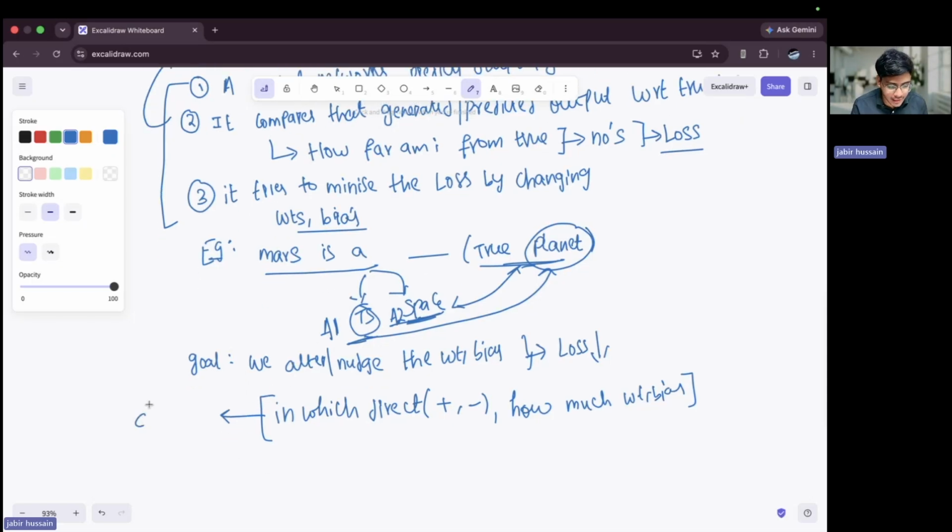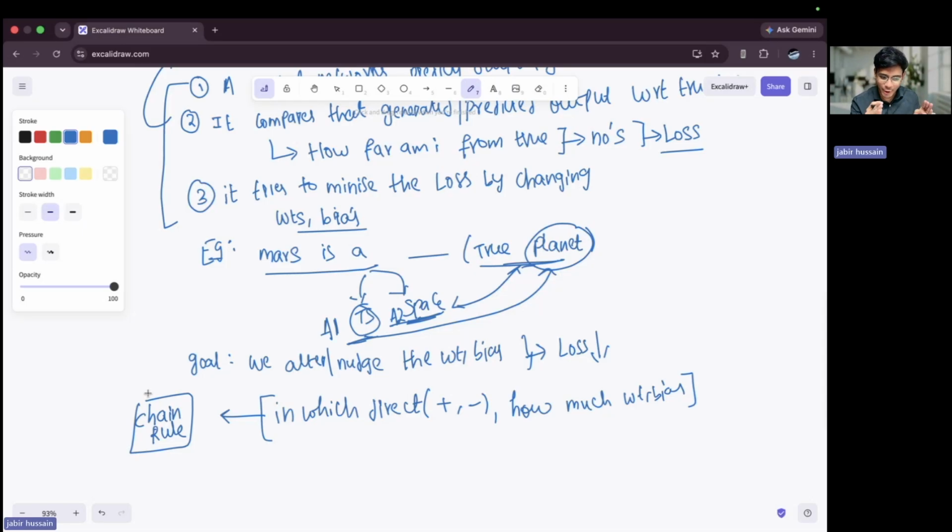And that thing is chain rule. Chain rule will tell you how much you need to change your weights, how much you need to change your biases, and in which direction you need to change. By following chain rule, you can know exactly, on top of your neural network, how much weights and biases you need to change in order to minimize loss and get to the true answer.